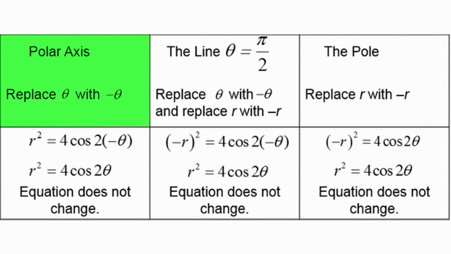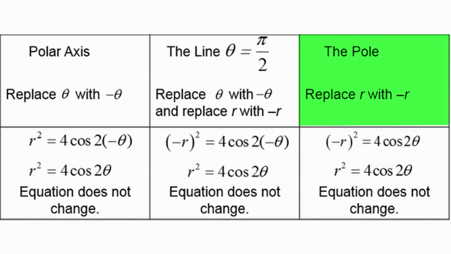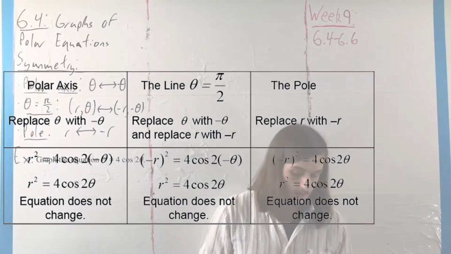Next, we're going to check the symmetry along the line theta equals pi over 2, where here, because r gets squared, the negative goes away on that side, and the negative still goes away from theta on the other side. So we also have symmetry with that vertical line. And then for polar symmetry, the exact same thing will happen. So we also have symmetry with the pole.